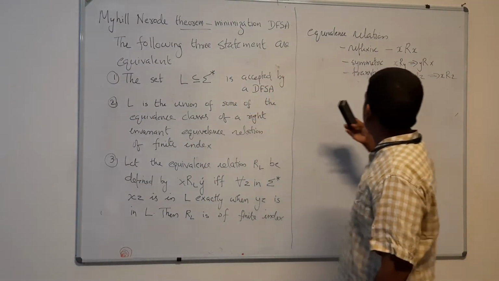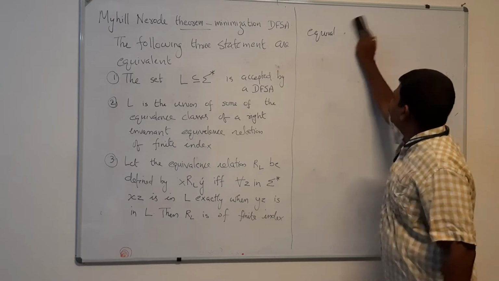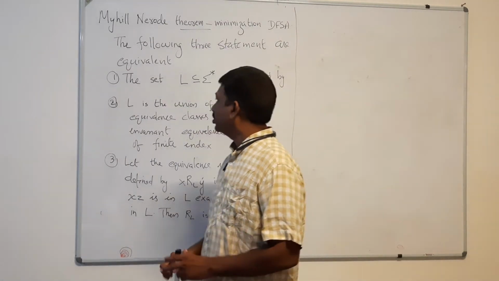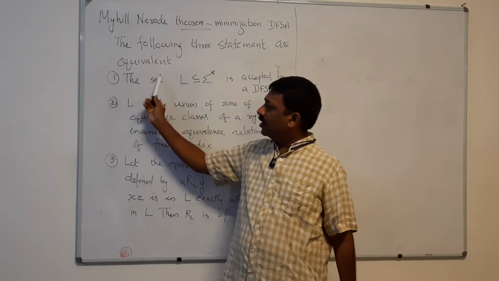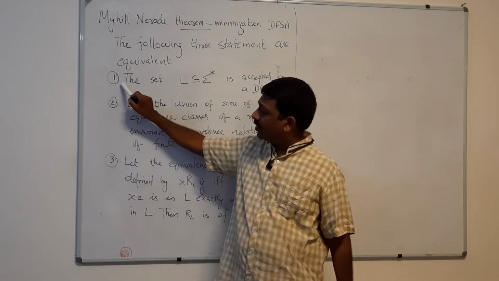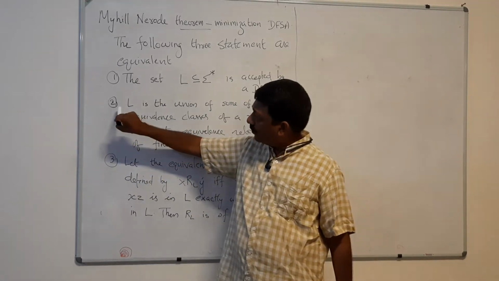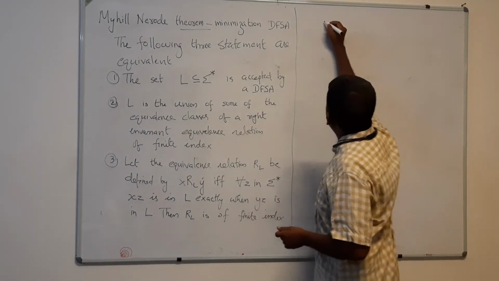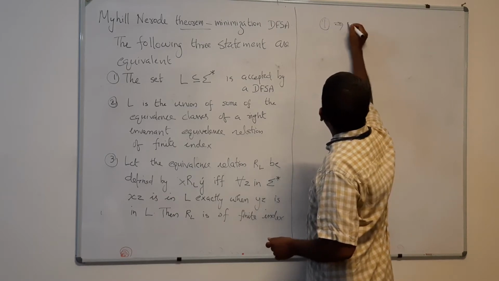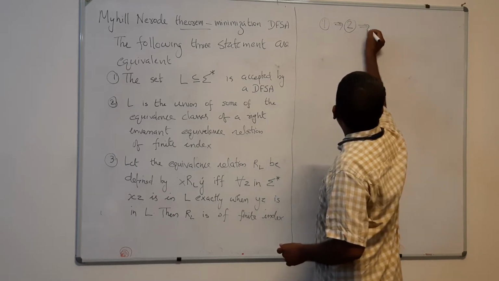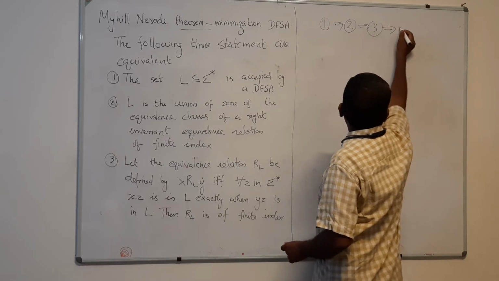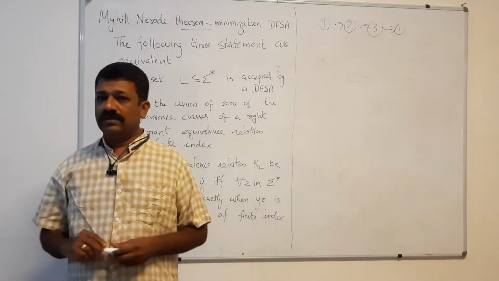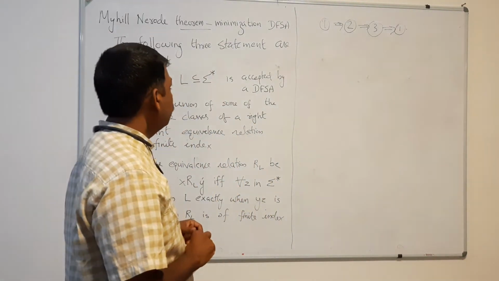Now, for proving that these three are equivalent, our proof is like this. Initially from 1 you are going to 2, then from 2 you are going to 3, and from 3 you are going to 1. That means first of all prove that 1 is equivalent to 2, then that is equivalent to 3, and 3 is equivalent to 1. This is the way we are going to prove this.